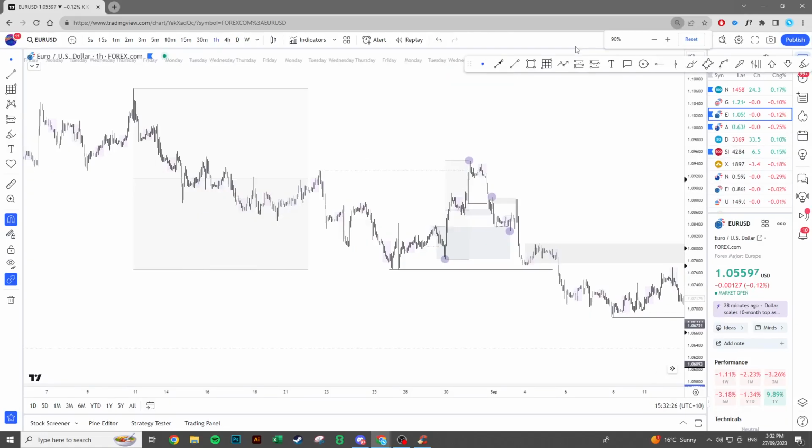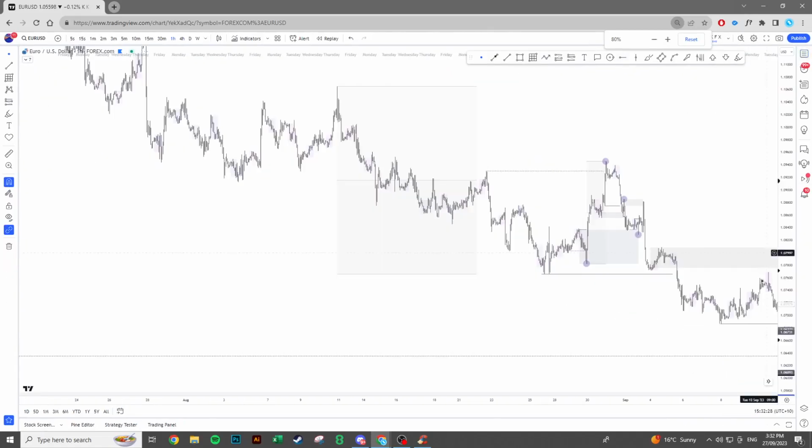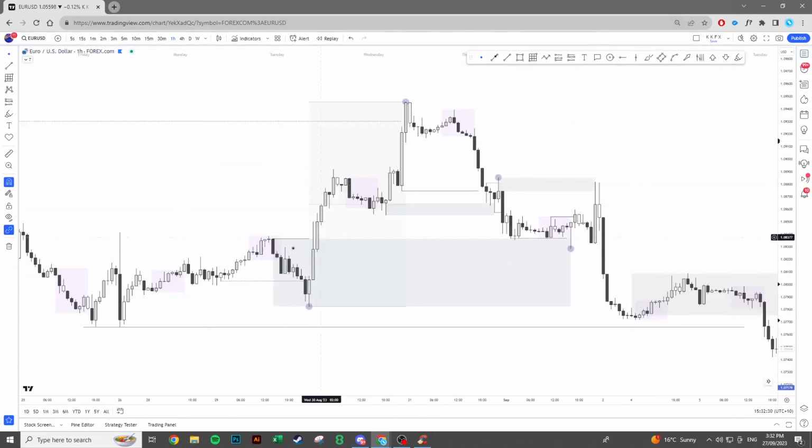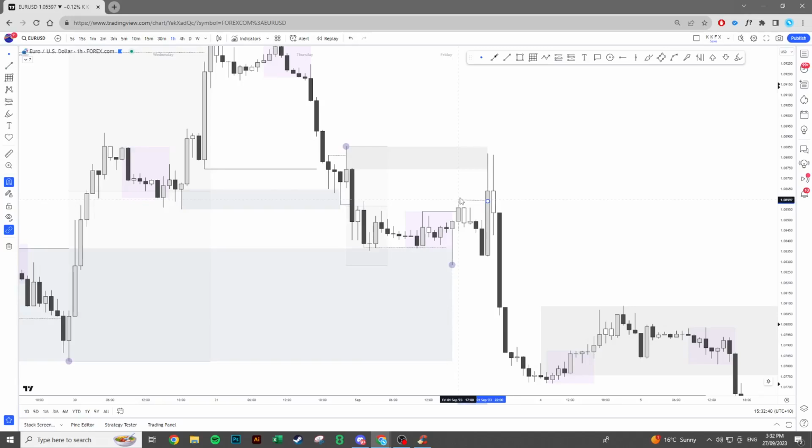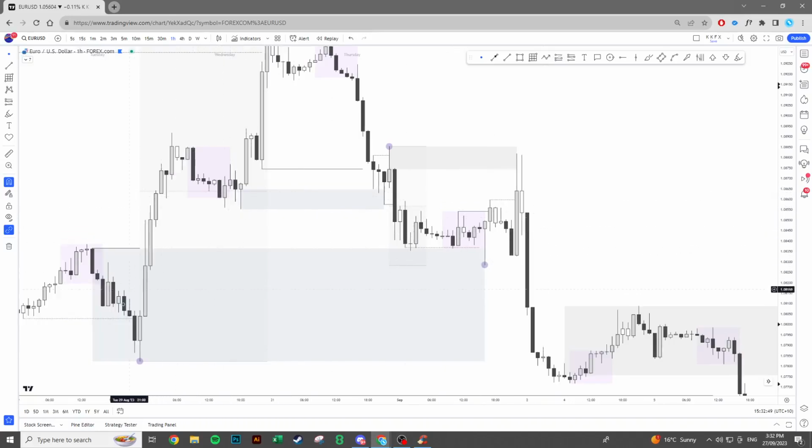Let's get rid of that. Okay, so when we hit into that last point of demand, we're creating another range. So we need to put in our premium and discount. Here, internally, we have a form of inducement that forms, okay? But these buys are valid because we're in the discount of our range from this strong low, but we're also in the discount of this higher time frame range, okay?